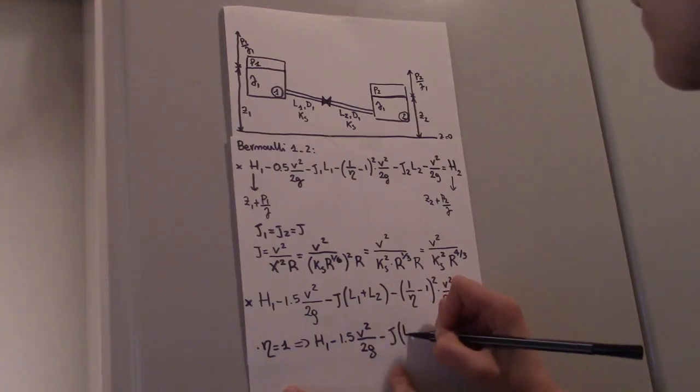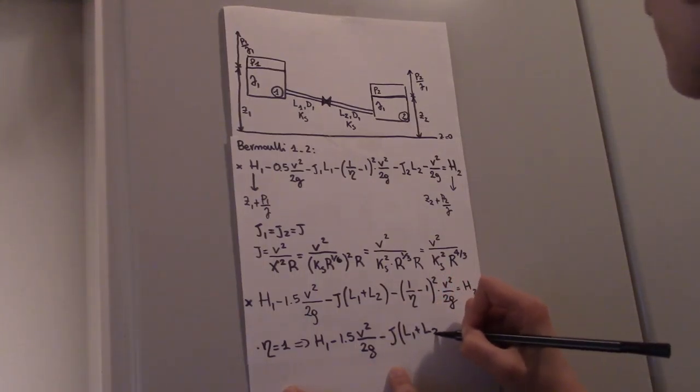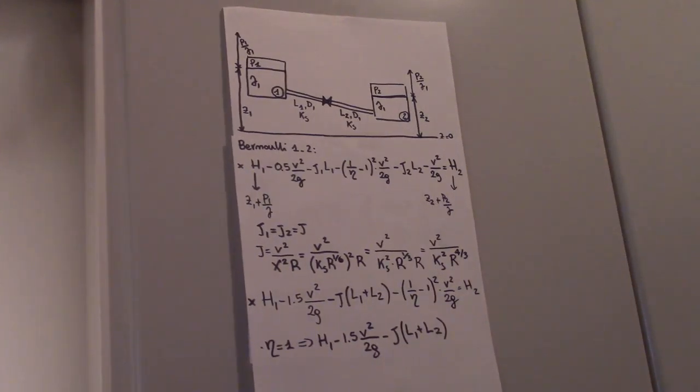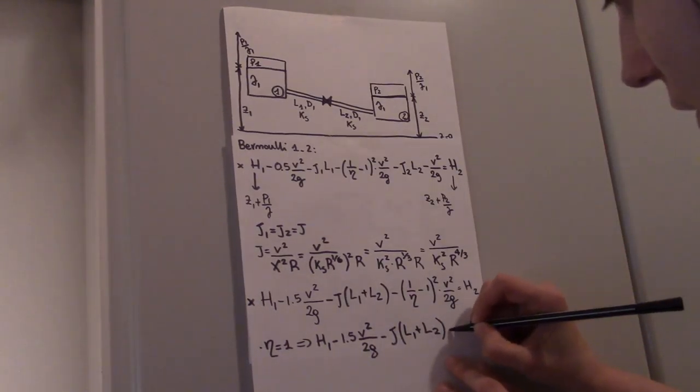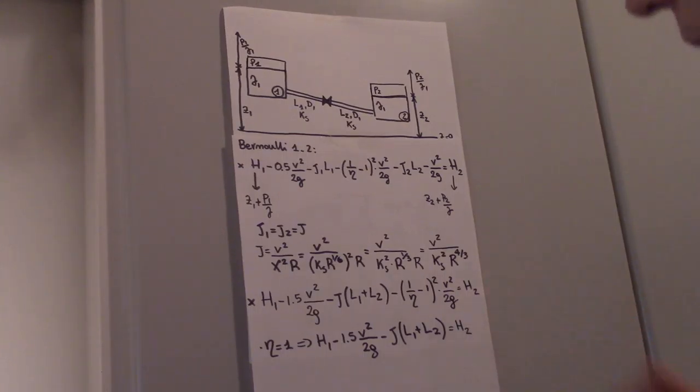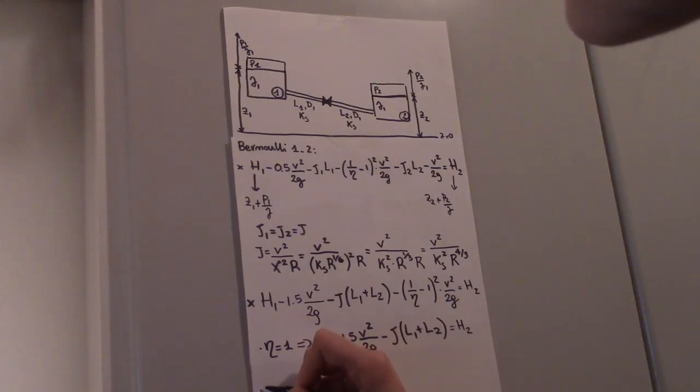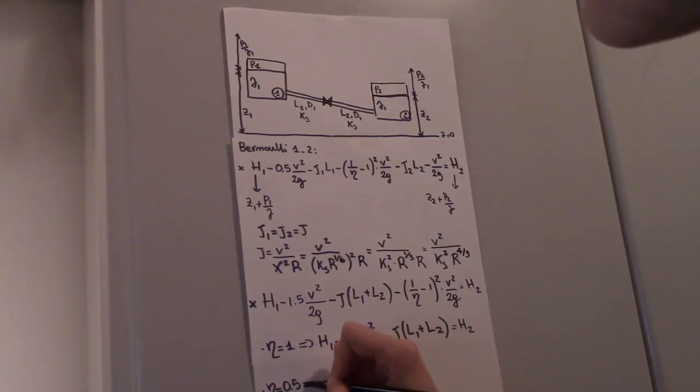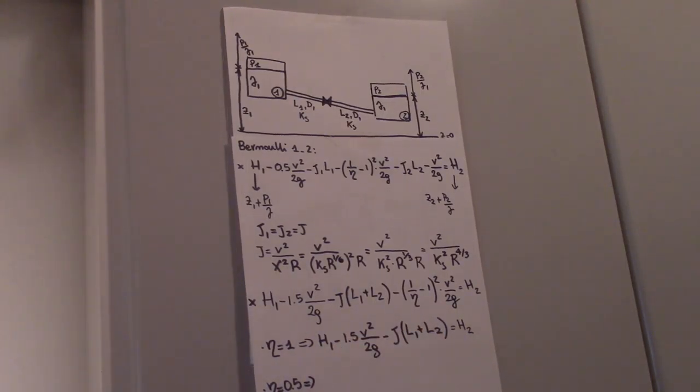H1 minus, again, 1.5 Vu to the power of 2 over 2g minus j that multiplies L1 plus L2. This term goes away because it's 1 minus 1, so it's 0, and everything is equal to H2.